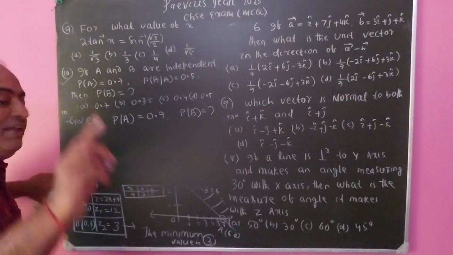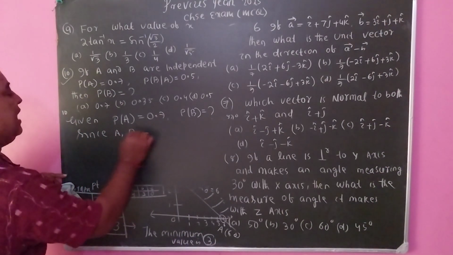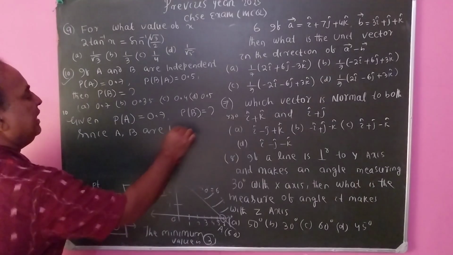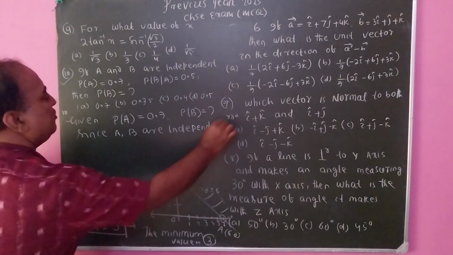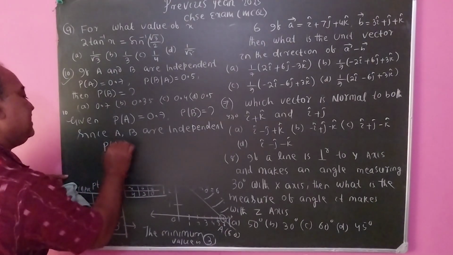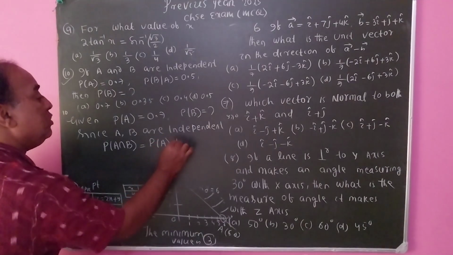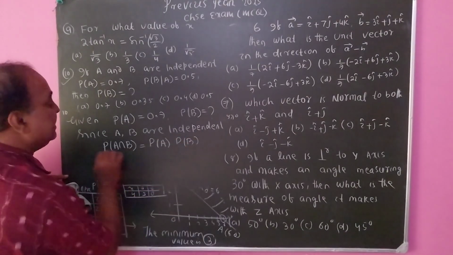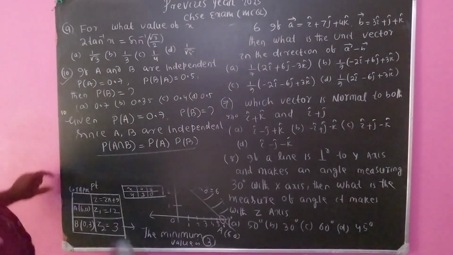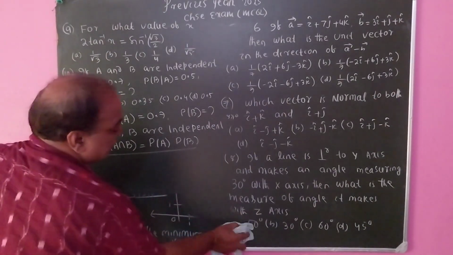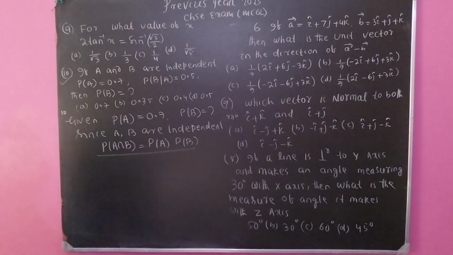Since A and B are independent, probability of A intersection B is equal to probability of A into probability of B. Two events A and B are said to be independent if probability of A intersection B is equal to probability of A into probability of B.